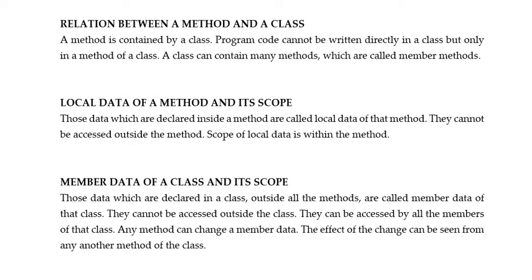Member data of a class and its scope. Those data which are declared in a class outside all the methods but inside the class are called member data of that class. They cannot be accessed outside the class, but they can be accessed by all the members of that class. So any method can change a member data and the effect of the change can be seen from any other method of the class.